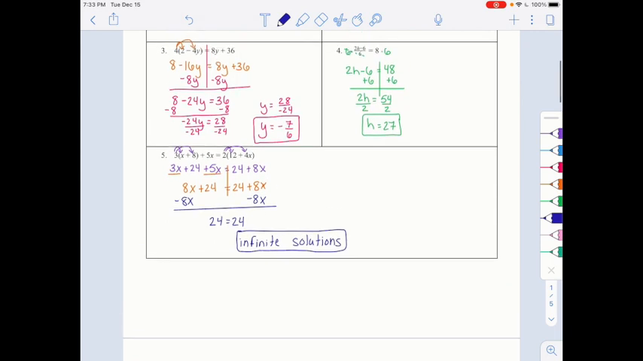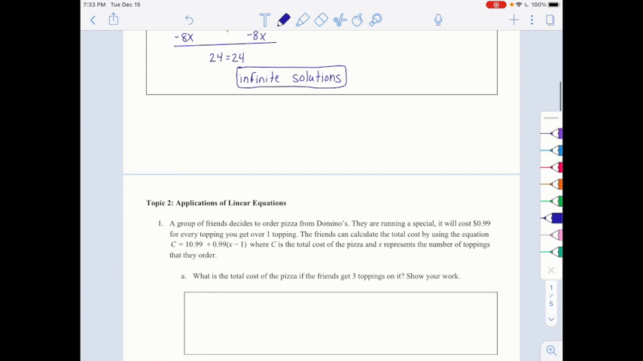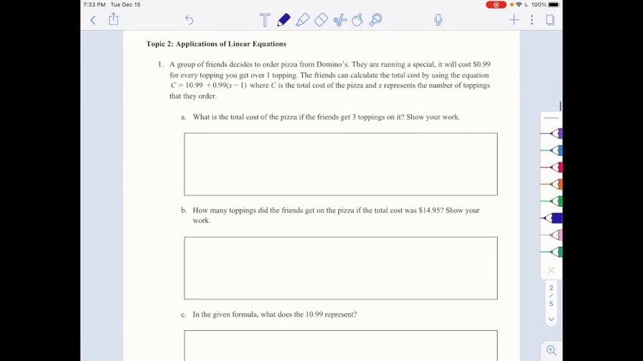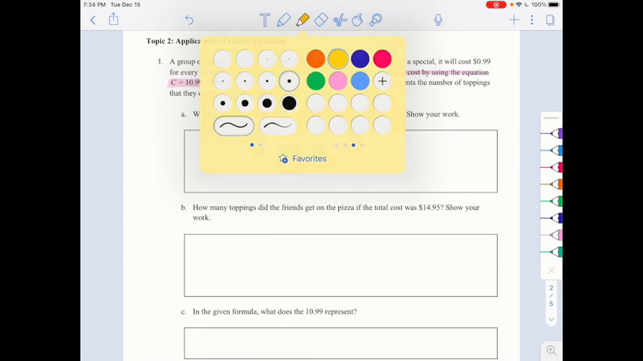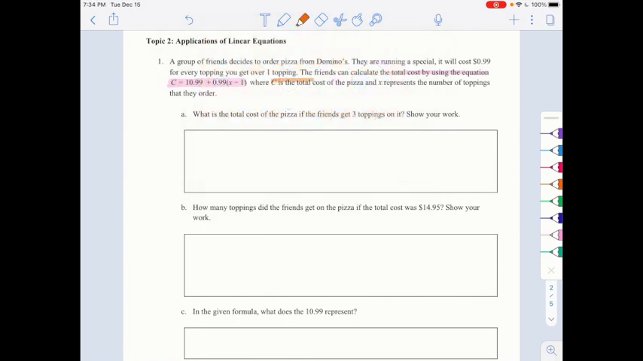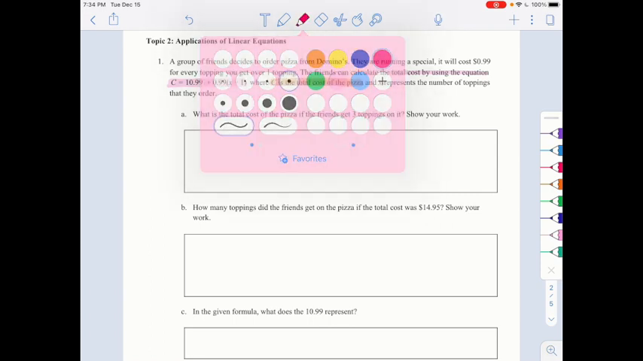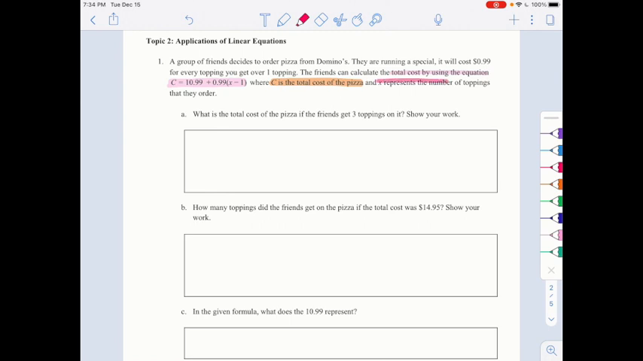So that's solving equations, some multi-step equations. The next topic that you can see on your test is applications of linear equations. So this word problem talks about friends ordering Domino's. They give you the formula here. They say friends can calculate the total cost by using the equation C equals 10.99 plus 0.99 times (x minus 1). And they also tell you that C is the total cost of the pizza and x is the number of toppings.